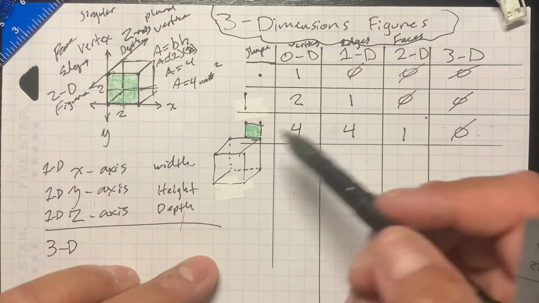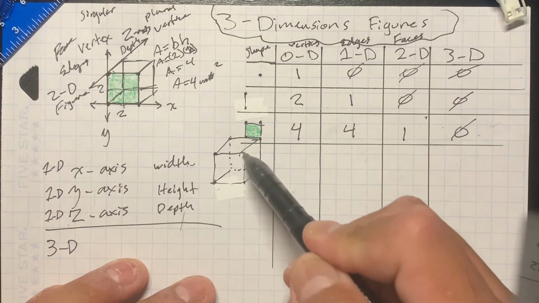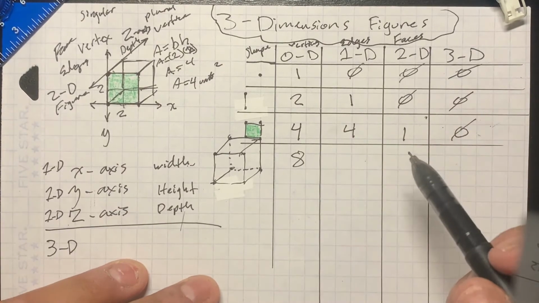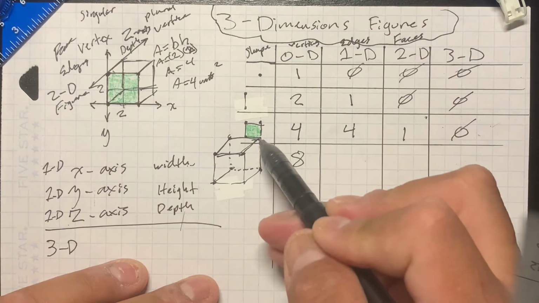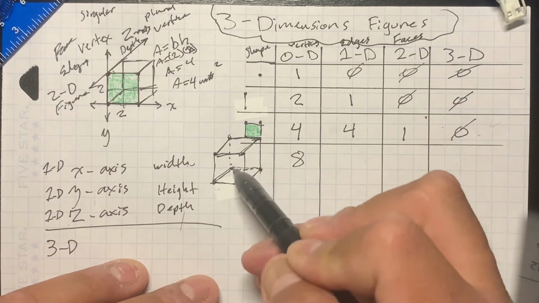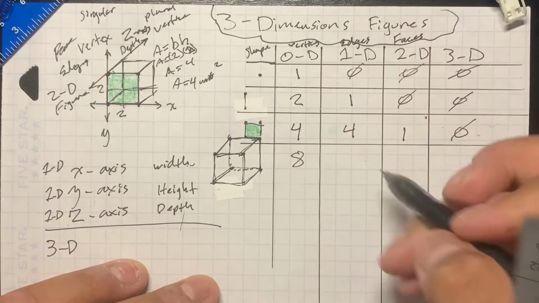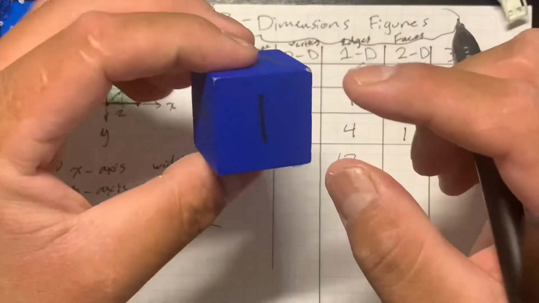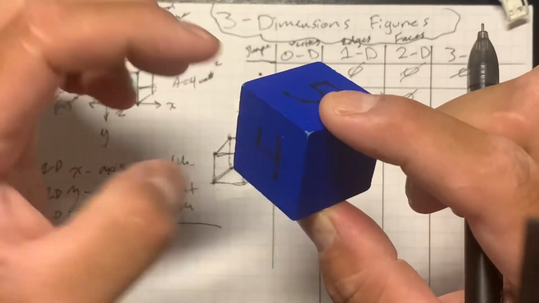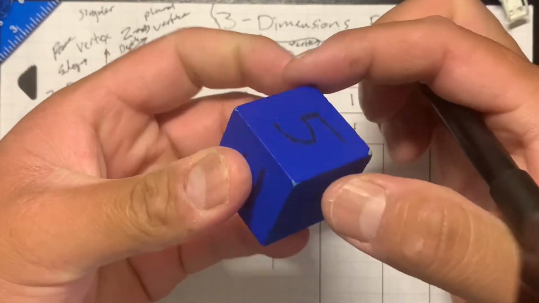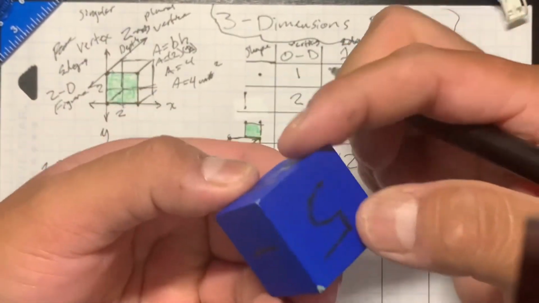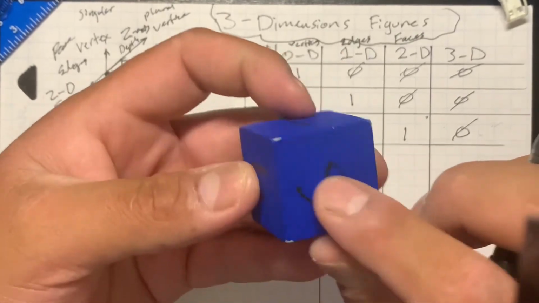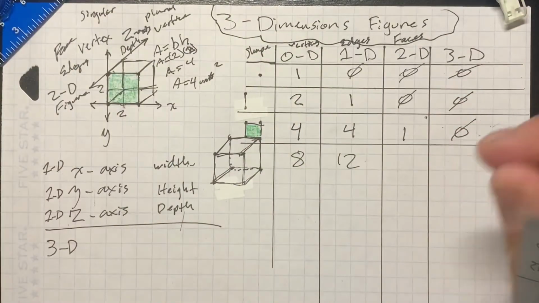Now, let's count all the vertices here. We have 1, 2, 3, 4, 5, 6, 7, 8 vertices. How many edges does it have? Let's count them. 1, 2, 3, 4, 5, 6, 7, 8, 9, 10, 11, 12 edges. How many faces does it have? It's kind of like this die here. You have 2, 4, 6, 8 vertices, and 2, 4, 6, 8, 10, 12 edges. And how many faces? This would be a face here, this 2-dimensional plane. How many faces does this cube have? We have 6 faces.